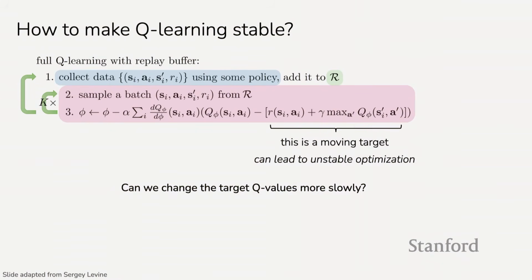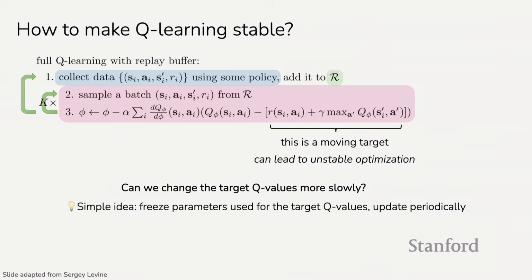And one trick is to try to slow down how often you change the target. So instead of having these targets change every single time you change your parameters, one idea is you could freeze the parameters of your target network and only update them periodically, say once every 100 gradient steps or something like that.